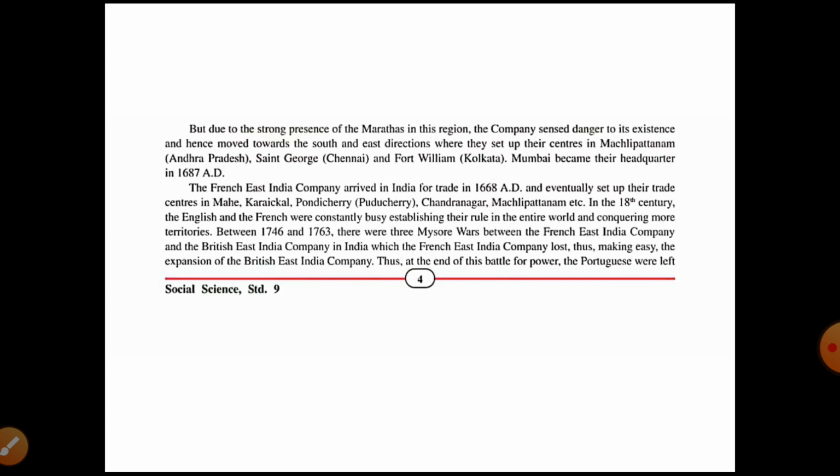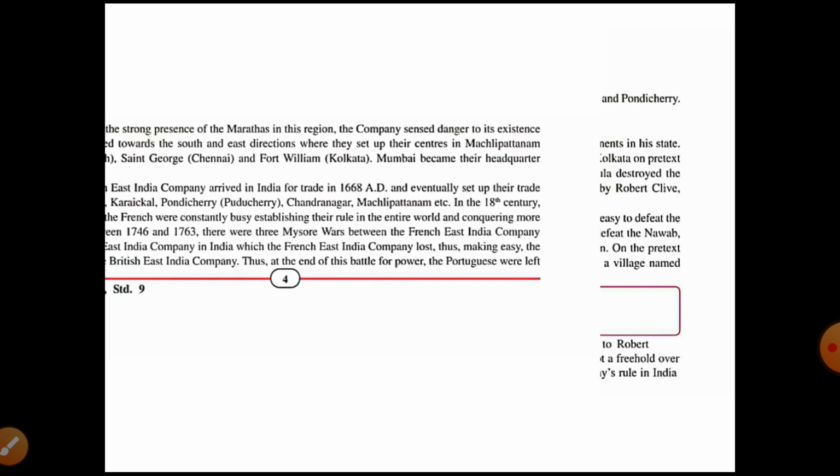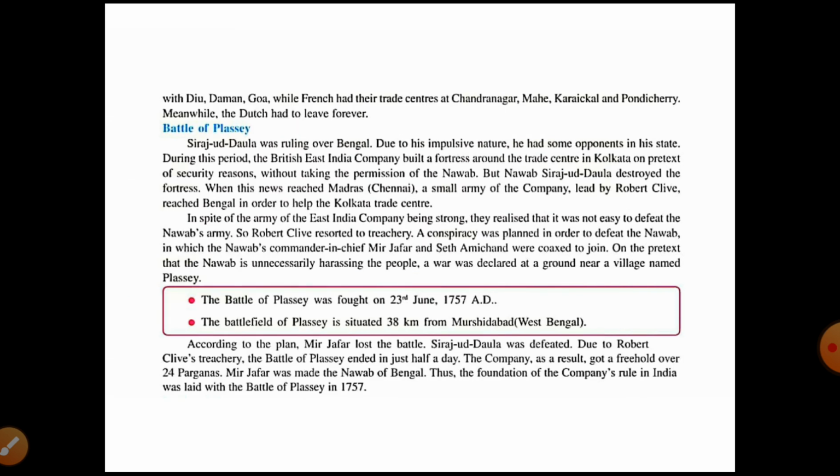This made the expansion of the British East India Company easy, which means after the British East India Company got victory in these wars, it became easy for them to expand their rule over India. Thus, at the end of this battle for power, the Portuguese were left with Diu, Daman, Goa, while the French had their trade centers at Chandranagar, Mahe, Karaikal and Pondicherry. Meanwhile, the Dutch had to leave forever.